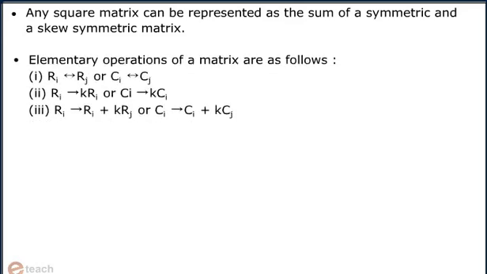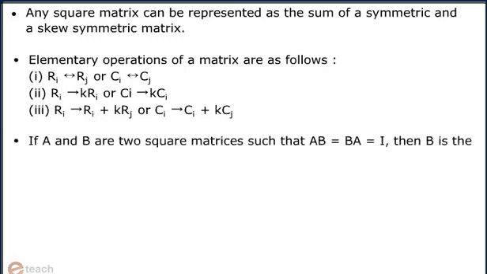Elementary operations of a matrix are as follows. Ri can be interchanged with Rj, or Ci can be interchanged with Cj, whereas Ri can be replaced by k Ri, or Ci can be replaced by k Ci. Ri can be replaced by Ri + k Rj, or Ci can be replaced by Ci + k Cj.